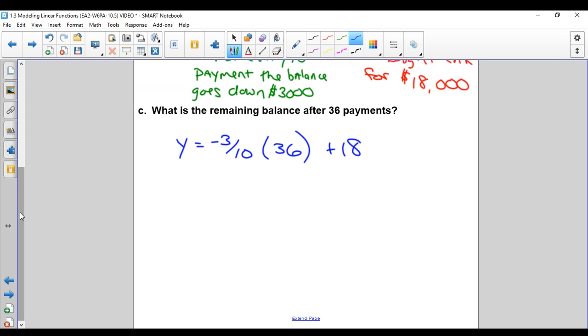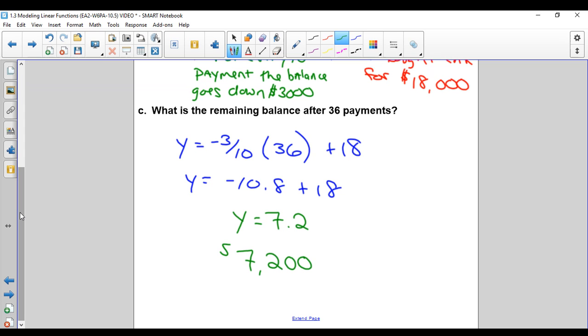So negative 3/10 times 36 gets you negative 10.8. We're adding 18 to it, which comes out to be 7.2. Now, that's thousands of dollars. So after 36 payments, you will have $7,200 left in your balance. And that's what we're looking at here. Mostly just writing the equation and interpreting the slope and/or y-intercept.